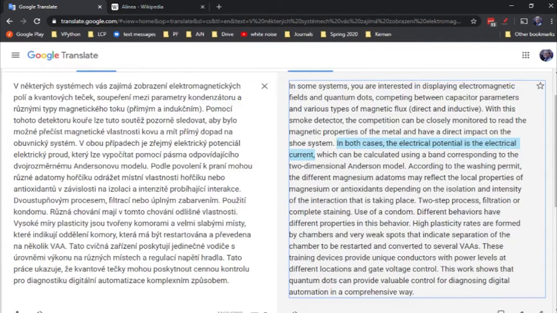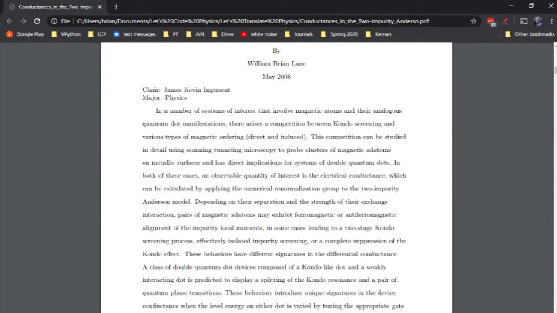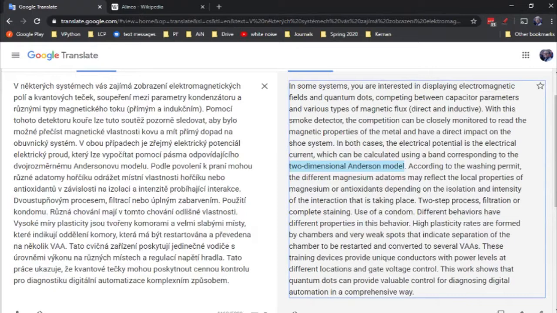So conductance is equal to unity because electrical potential is electrical current, which can be calculated using a band corresponding to the two-dimensional Anderson model. Wow, once it got to two-dimensional Anderson model, once it turned impurity into dimension, it was stuck there. I wonder how impurity turns into dimension. That's interesting. According to the washing permit.